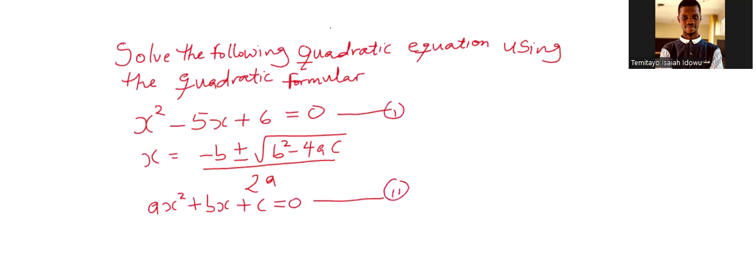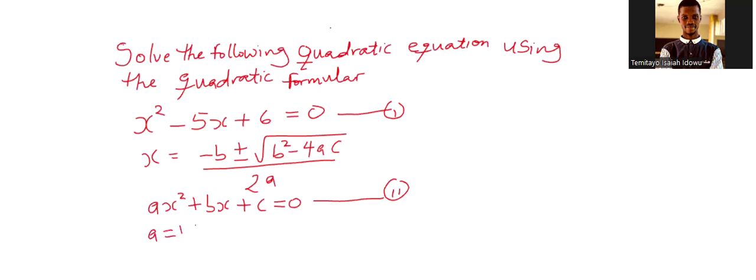Now, what we need to do to figure out what will be our A, B, and C is just to compare equation 1 and equation 2 together. So to do that, we can say that we have x squared here, comparing it with this x squared in equation 1, we will see that A is equals to 1.